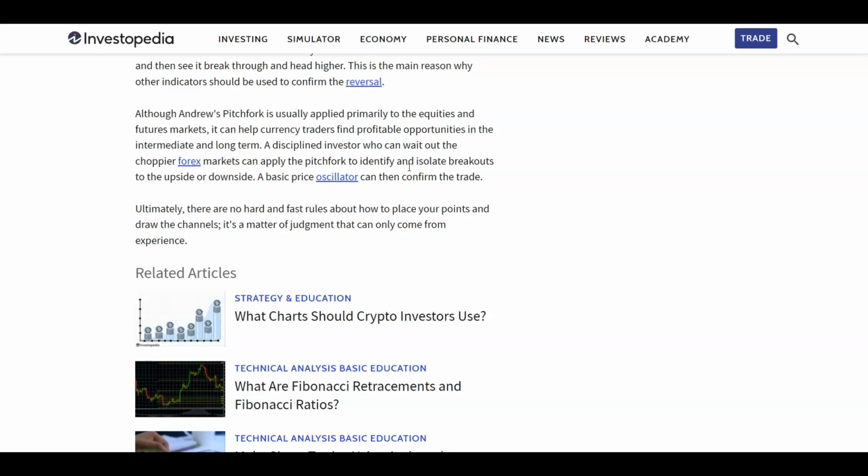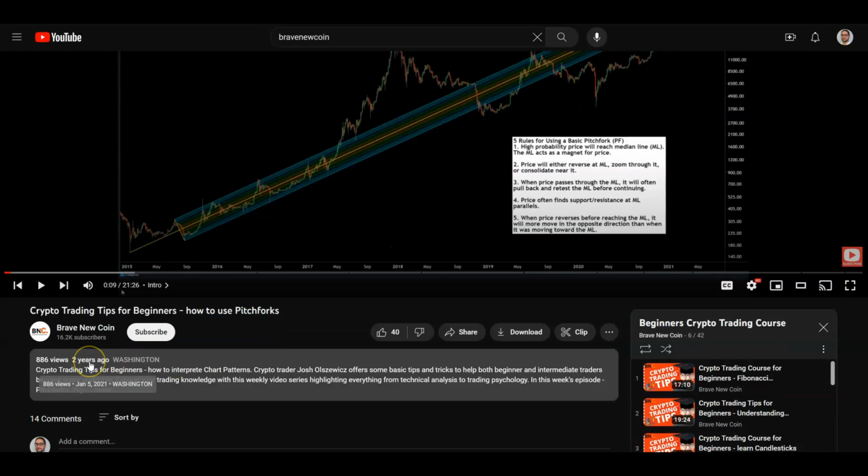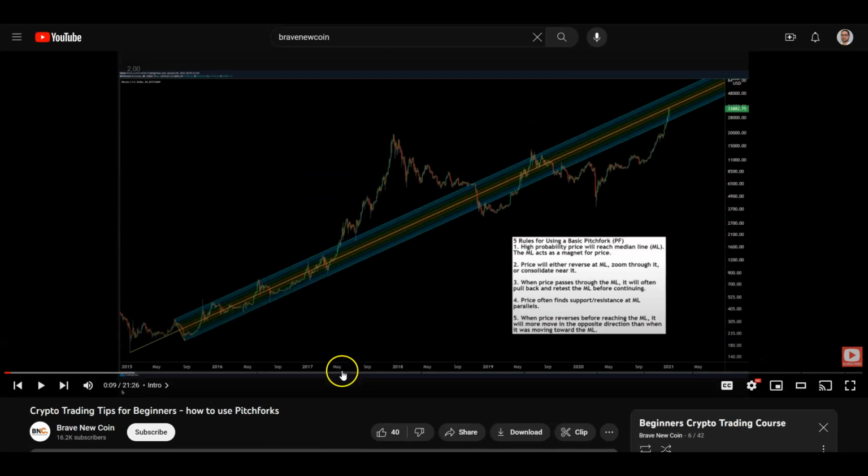Now, if you're on the 5-minute and you're making pitchforks, that's fine, but just know that those pitchforks will probably break and invalidate pretty frequently. If we're on the weekly chart and we've got 3 years of data to support a trend channel, then yeah, that's probably pretty solid from a market memory perspective. Now, I did a video on pitchforks for Brave New Coin a few years ago, January 5th, 2021. I'm going to look at some of those pitchforks to show you that I'm not crazy, because they're still valid, they're still active.